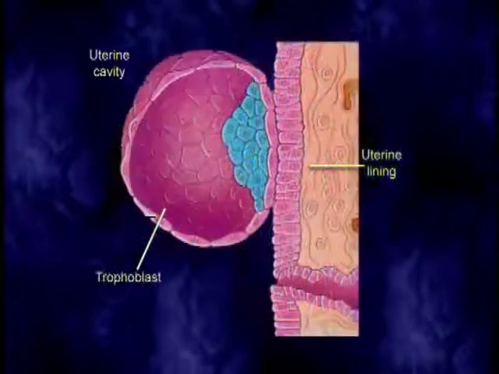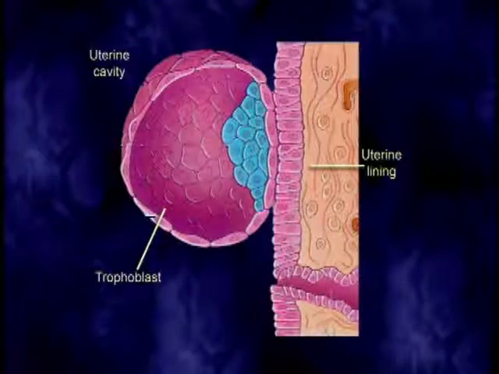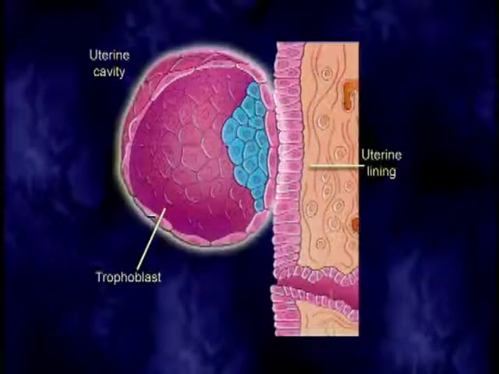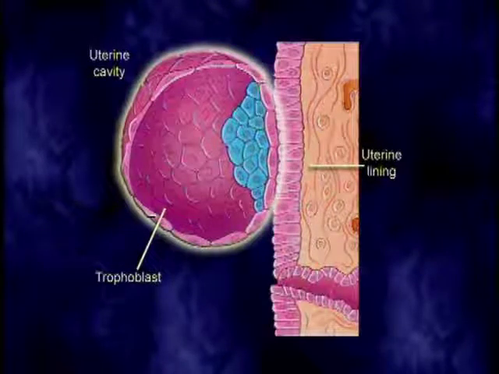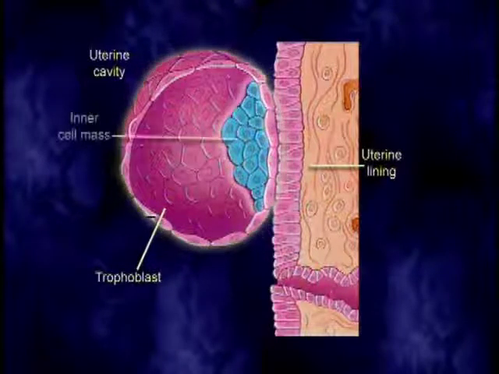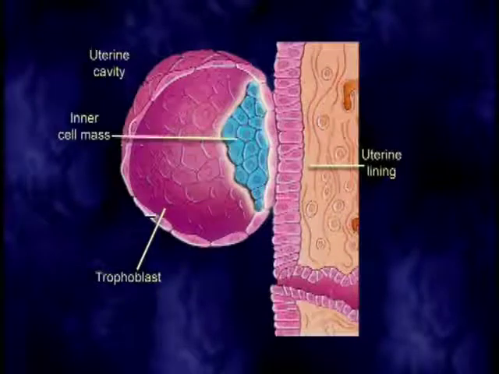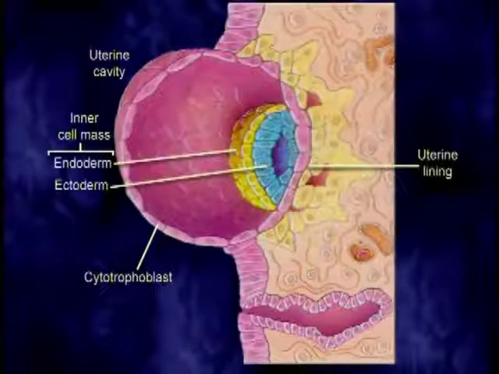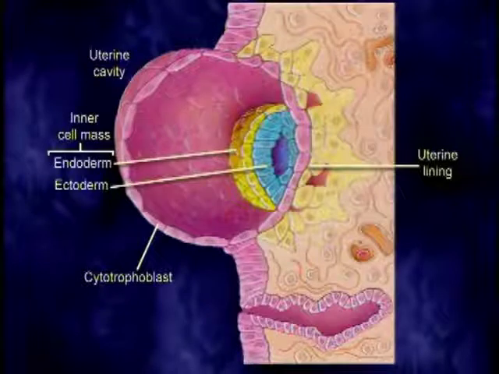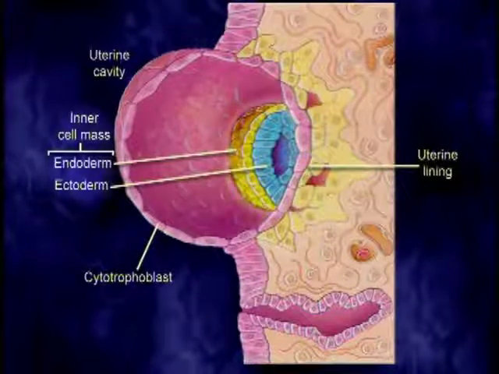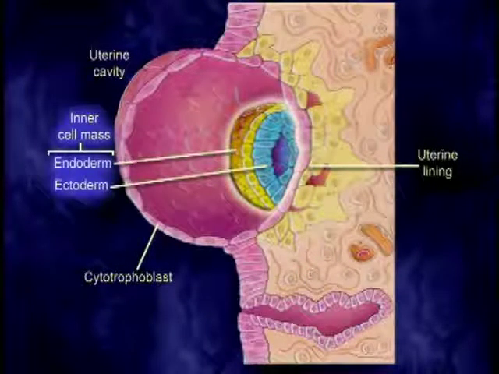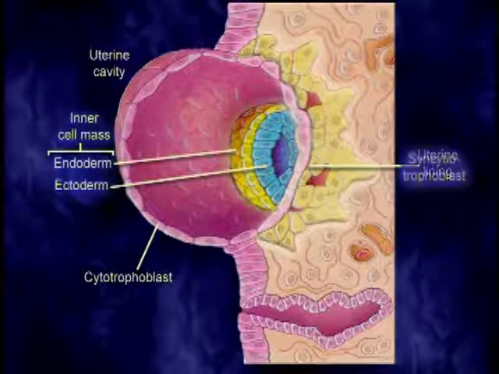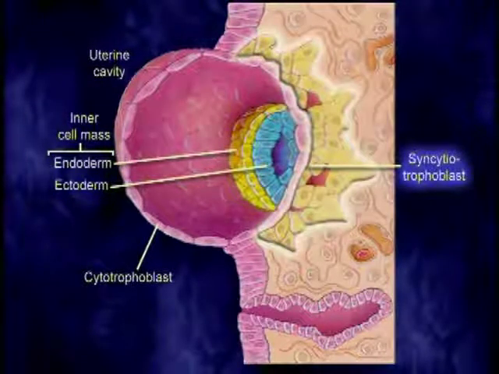We have now the ball shown here with its hollow single layer of cells on the outside, and then an inner cell mass here that is beginning to differentiate. And finally, at about 7 days after fertilization, we're definitely getting 2 layers of cells here. And notice what's happening to the endometrium. We're starting to get cells here that are differentiating as well.